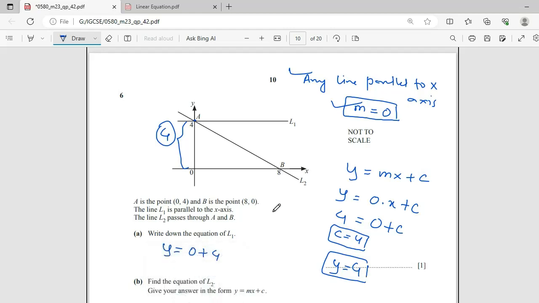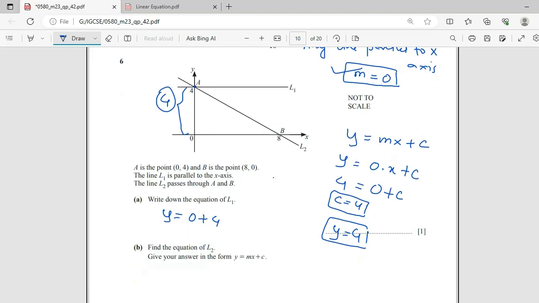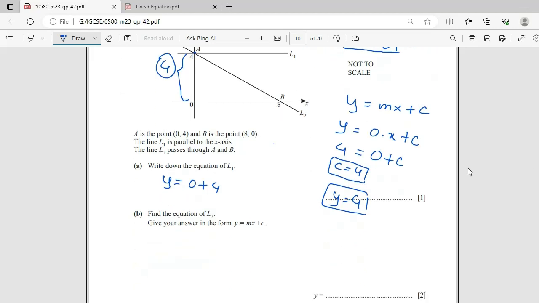Okay, now moving to the next part of the question. The next part is to find the equation of L2 in the form y = mx + c. Again we have to use the slope-intercept form, but in this case points A and B are given. Whenever we find the slope-intercept form of a line, first we have to identify the slope.